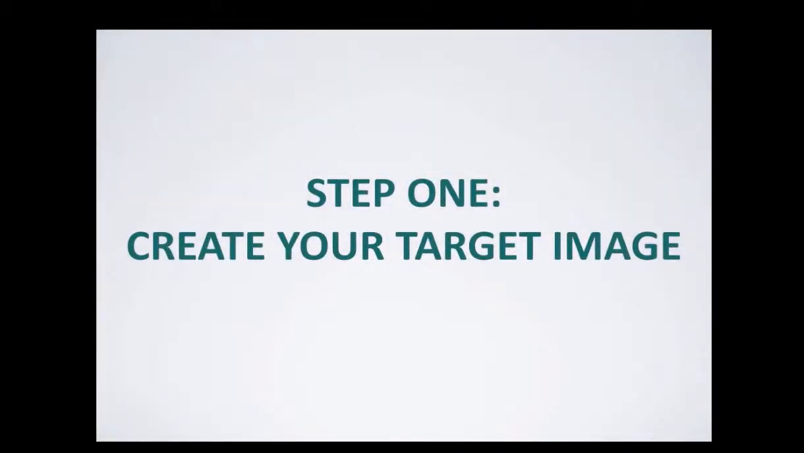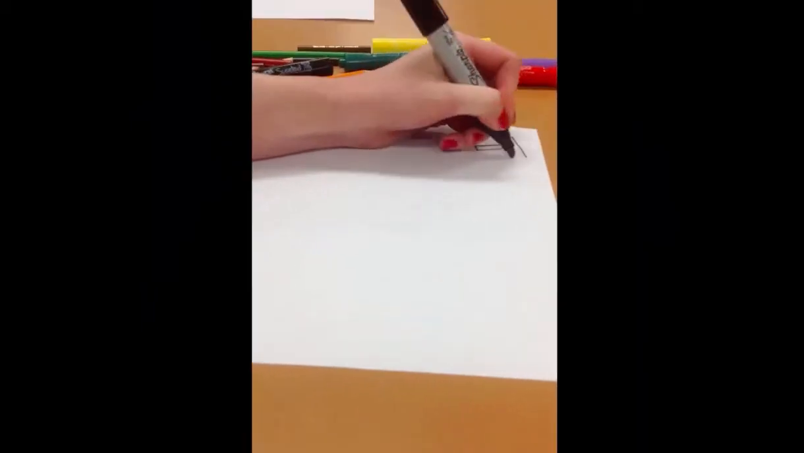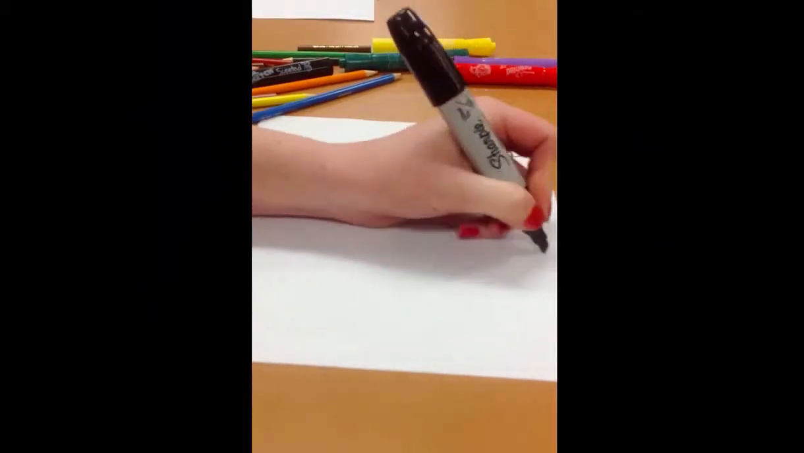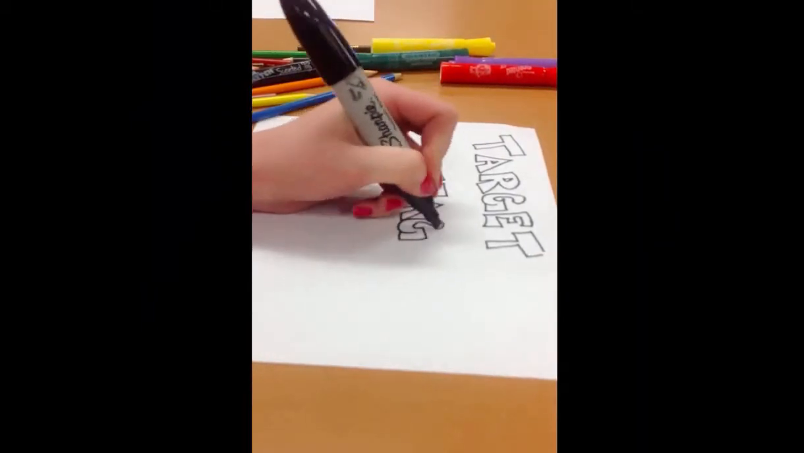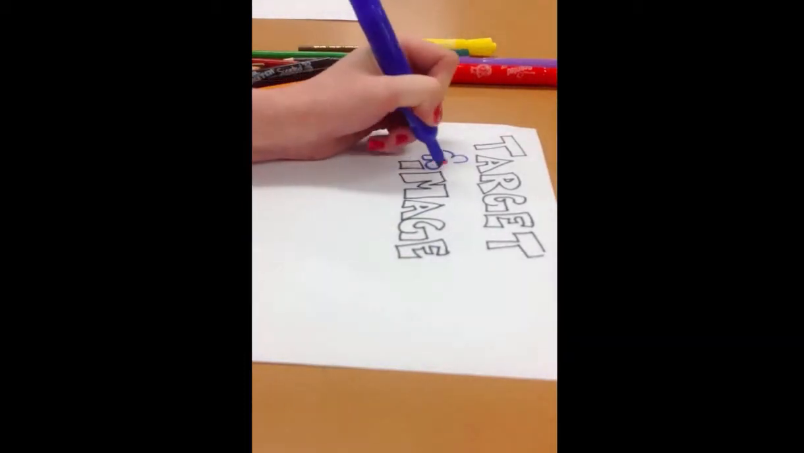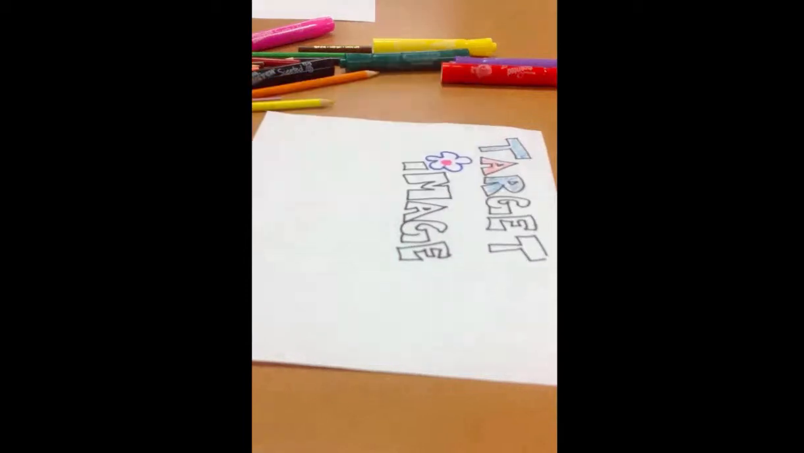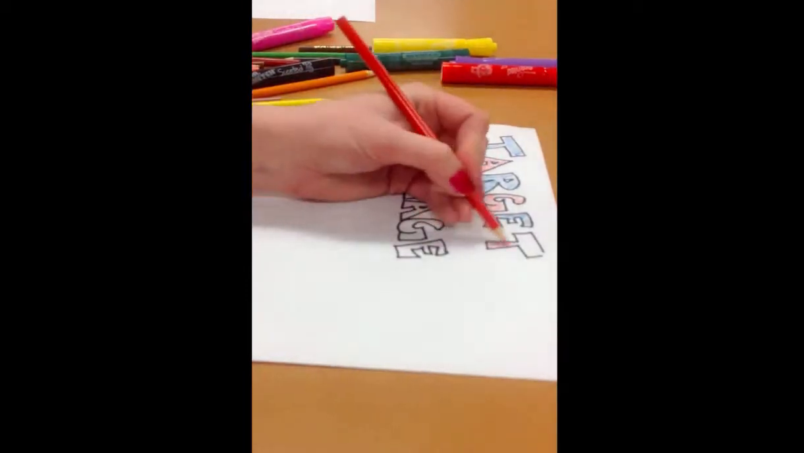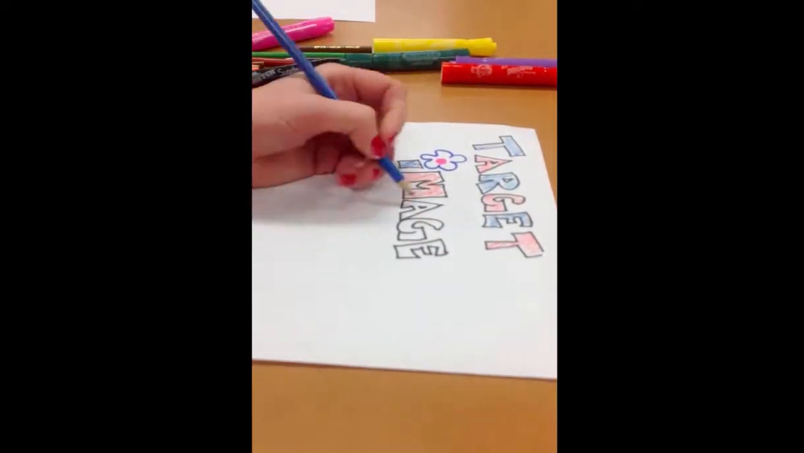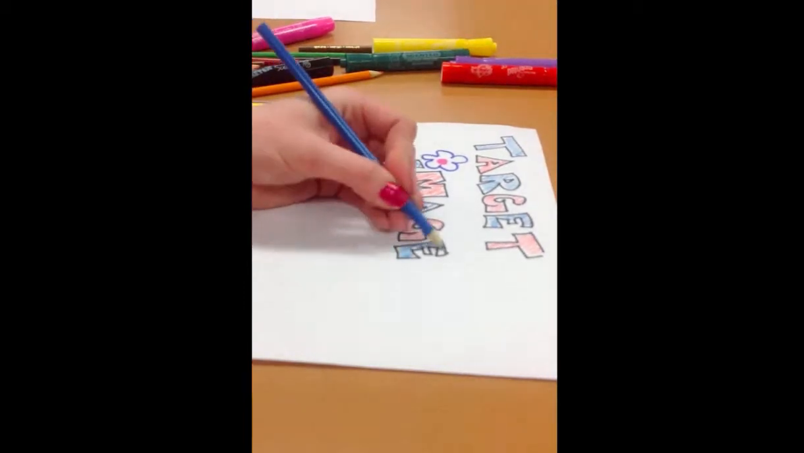Step 1. Create your target image. In order to create your target image, you need to first determine what type of visual you would like to link your video to. When creating this, please remember to keep authenticity and creativity in your mind. In order to create an effective target image, please remember these 3 tips.